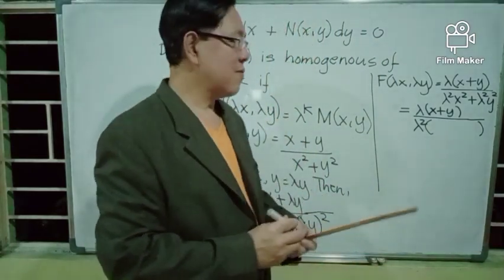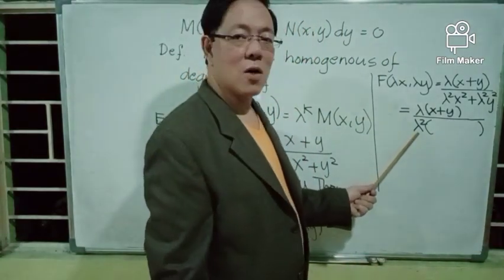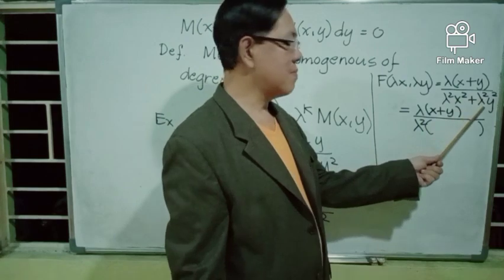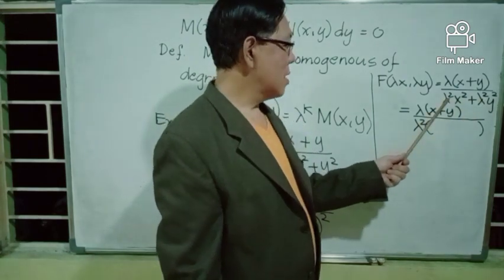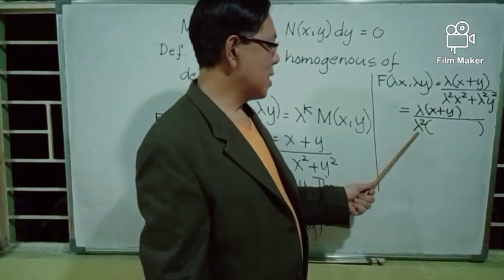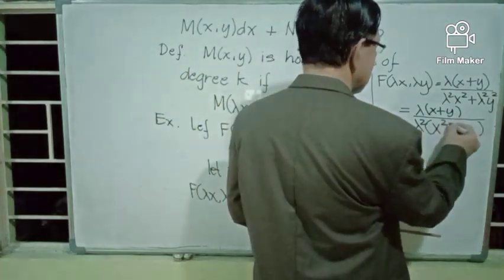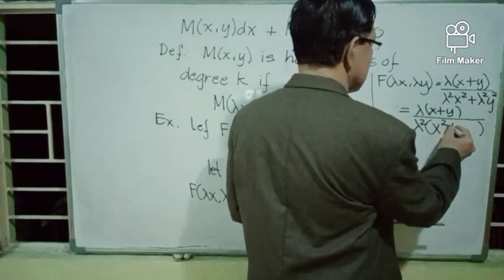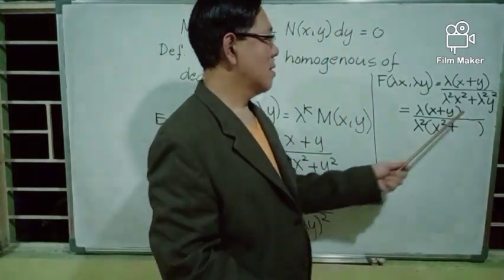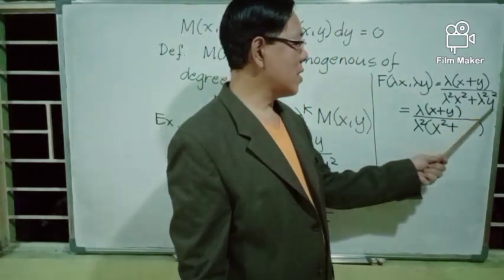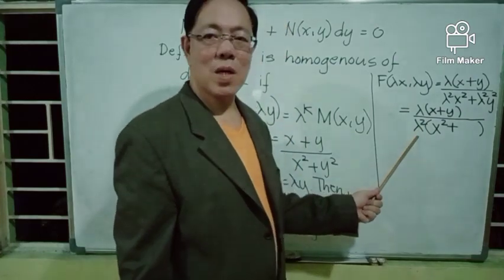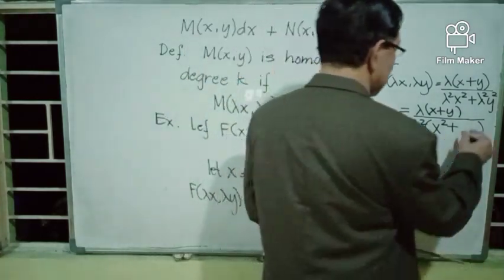And we get the other factor. Lambda squared is the common factor, so divide each term by lambda squared. Lambda squared x squared divided by lambda squared is x squared, plus lambda squared y squared divided by lambda squared equals y squared.